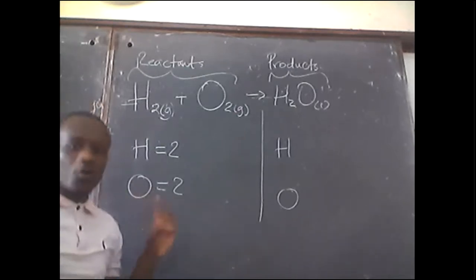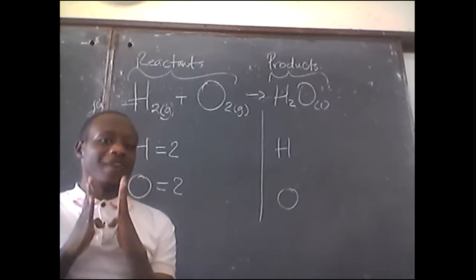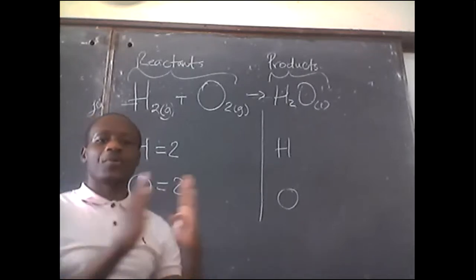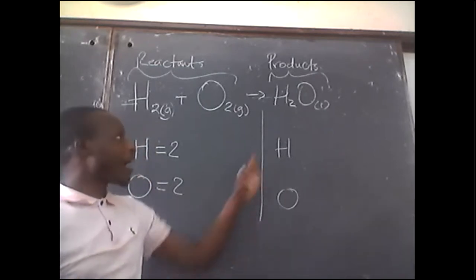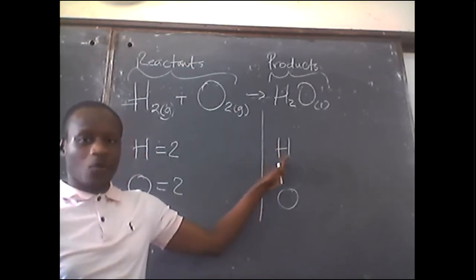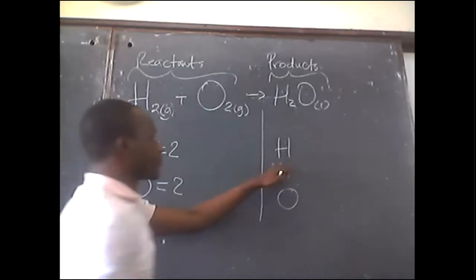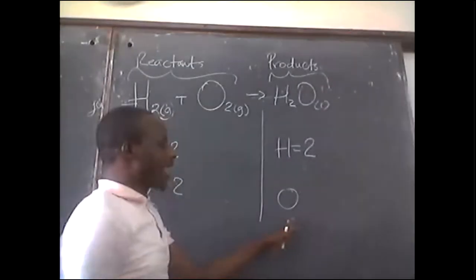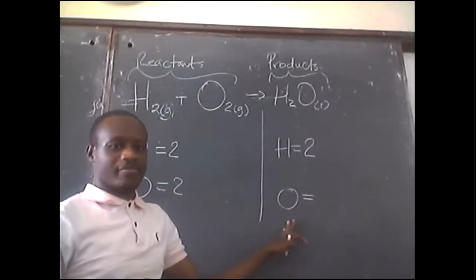So oxygen. Let's go on the right-hand side. So our first step, I'm going to say our first step, we have to first understand the atoms that we have on the left-hand side and the atoms that we have on the right hand side. How many atoms do we have for hydrogen on the right hand side? Joanna, 2. How many atoms do I have on the right hand side for oxygen? Mercy, one oxygen atom. Good.